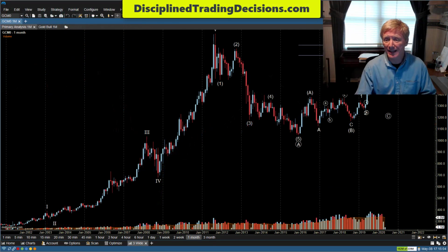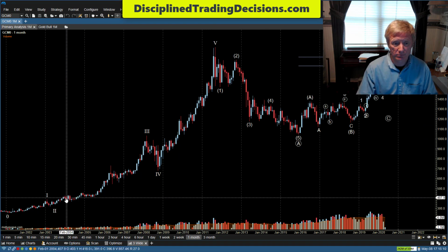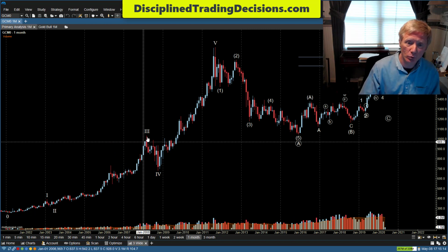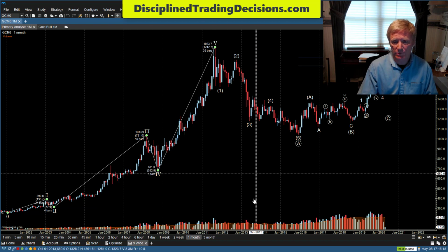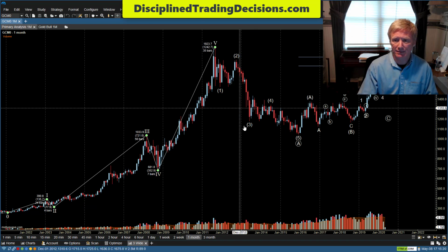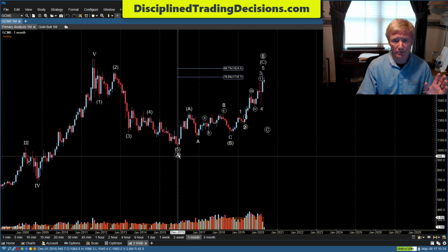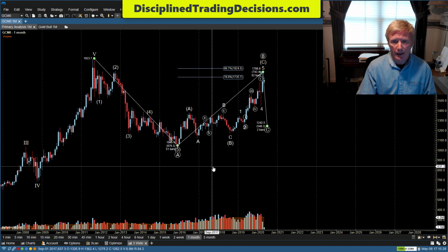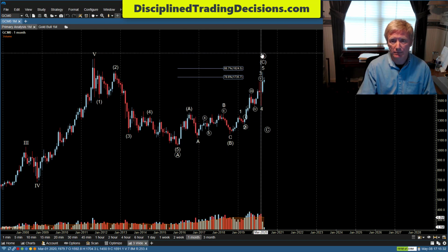Okay, next we're looking at gold. Would like to get me some gold. My wife would like me to get her some gold. So I have two counts. I have a bear and a bull. Here is my bear count where I have 5 waves up, right? And this big section here is just part of the correction. I have 5 waves down for A, and I have 3 waves up for B, all right?